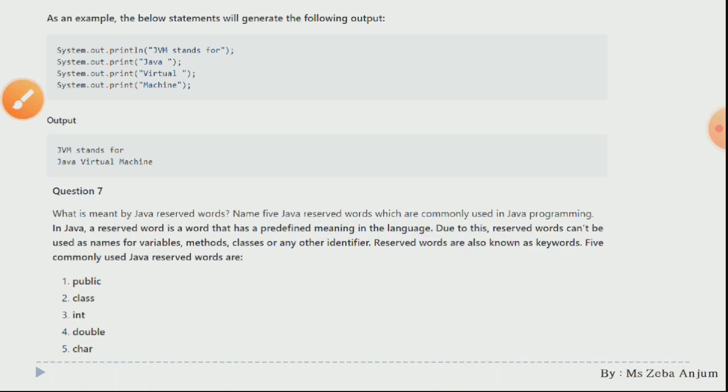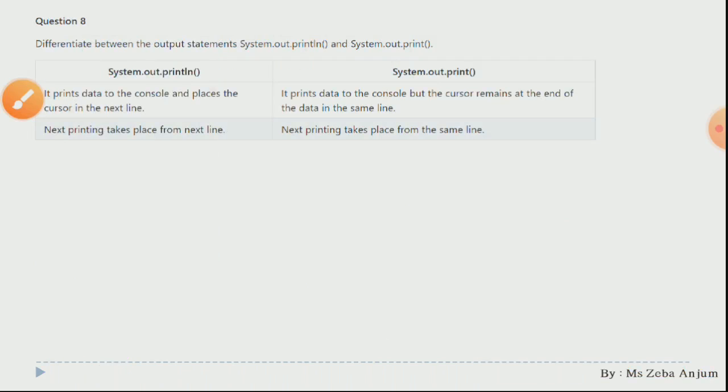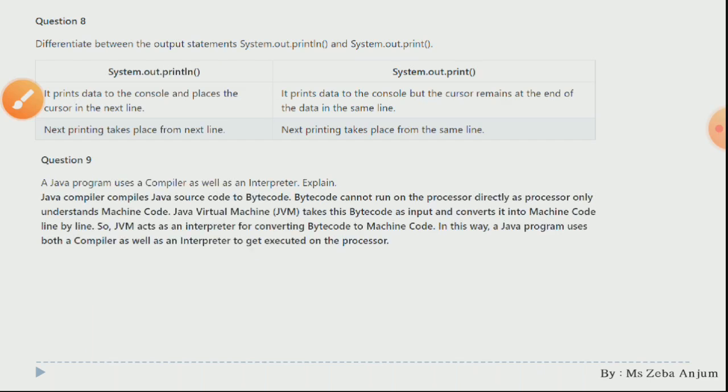Okay, moving forward, we have question number 8. Differences between the output statements System.out.println and print. The first one prints data to the console and places the cursor in the next line. The second prints data to the console, but the cursor remains at the end of the data in the same line. Next printing takes place from the next line in the first, and from the same line in the second. Common to both, the printing of data. Question number 9: a Java program uses a compiler as well as an interpreter.